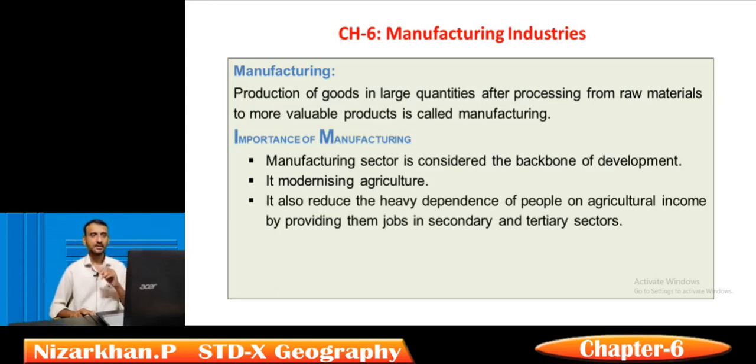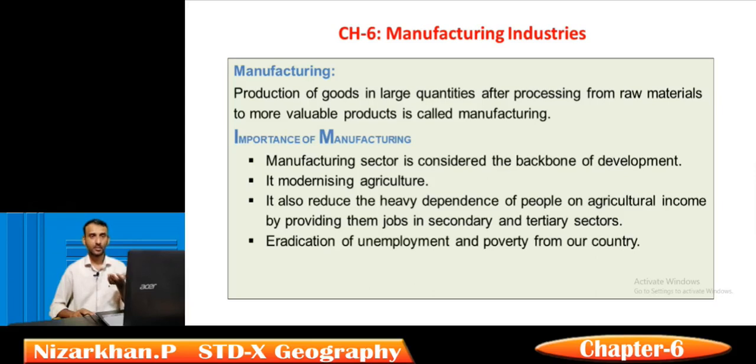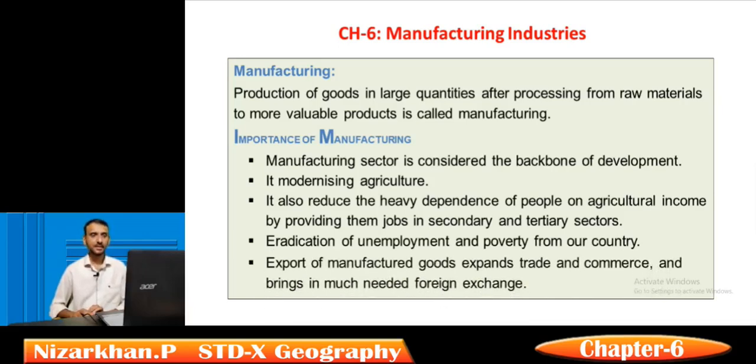How do manufacturing industries reduce the heavy dependence of people on agricultural income? By providing them jobs in the secondary and tertiary sector. Then the fourth one, eradication of unemployment and poverty from our country. The last one, export of manufactured goods expands trade and commerce and brings in much needed foreign exchange. Because of all these reasons, manufacturing industries are very important.